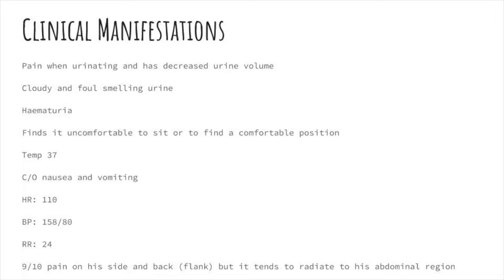Clinical manifestations. When admitted, Peter complained of pain when urinating and reduced volume of urine. The urine was cloudy and foul-smelling with blood in it. He found it difficult to sit or find comfortable positions. His temp is 37 degrees, and he is feeling nauseous and has been vomiting. His heart rate is 110, his BP is 158/80, and his resp rate is 24. He rated his pain, on his side and back and radiating to his abdomen, 9 out of 10. Peter Parker is suspected of suffering from calcium kidney stones.